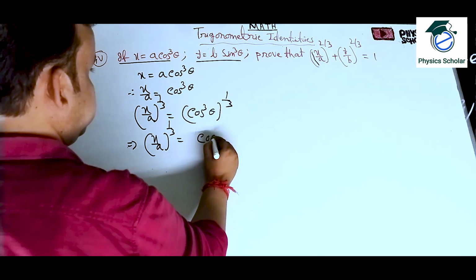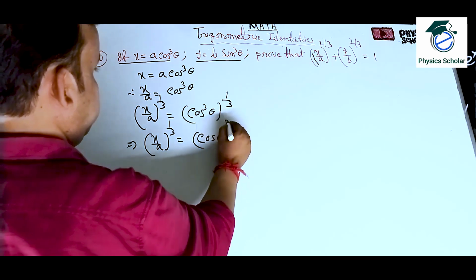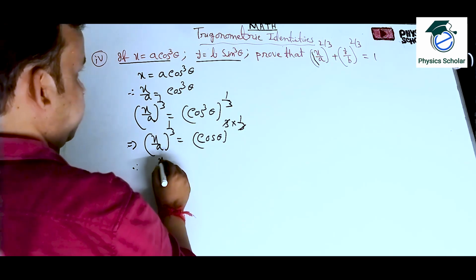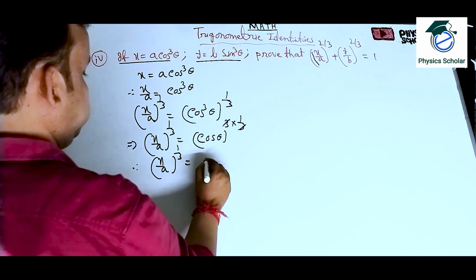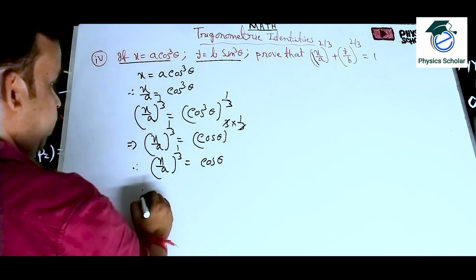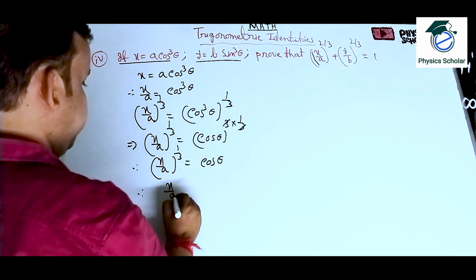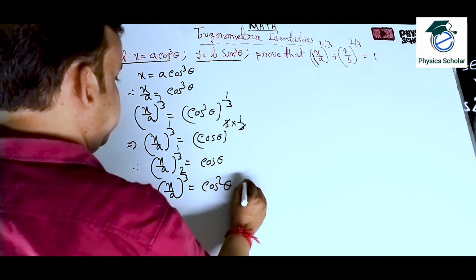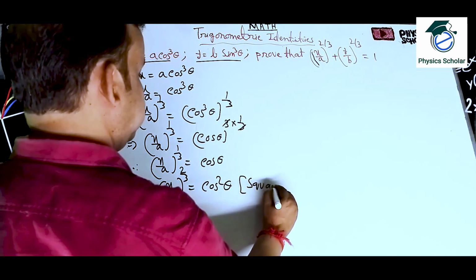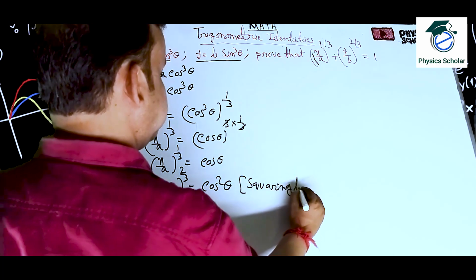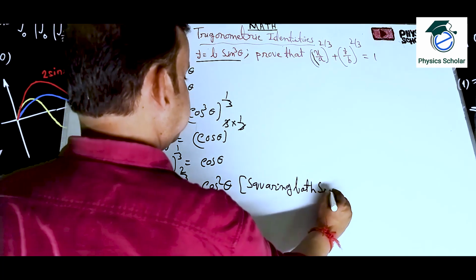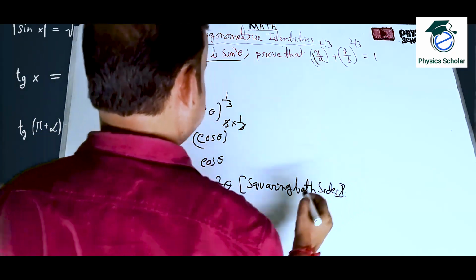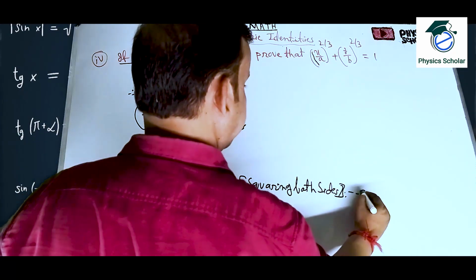This will be cancelled. Cos theta whole to the power 3 into 1/3. Clear? So that means what? X by a whole to the power 1/3 is equal to cos theta. Now squaring both the sides, x by a whole to the power 2/3 is equal to what? Cos square theta. Squaring both sides, okay, clear? So here it is equation number 1.